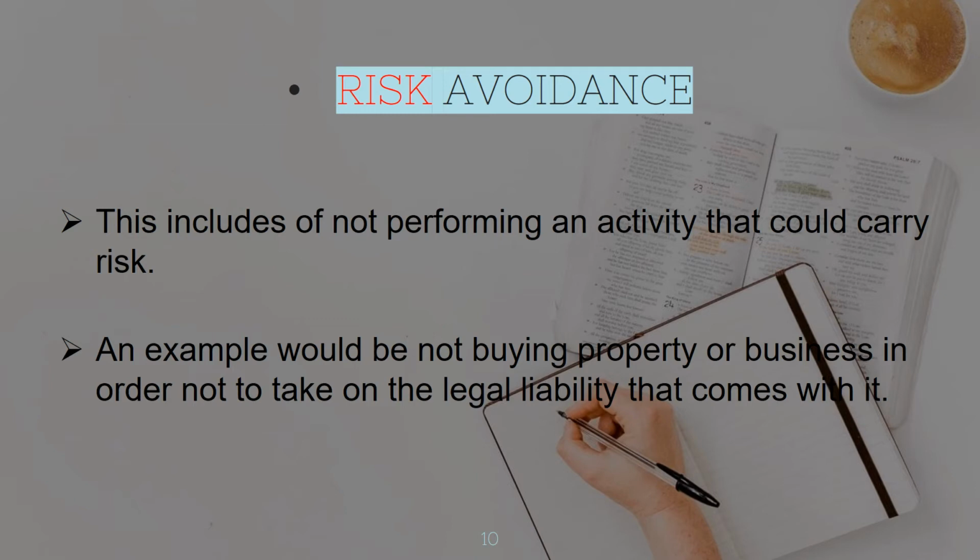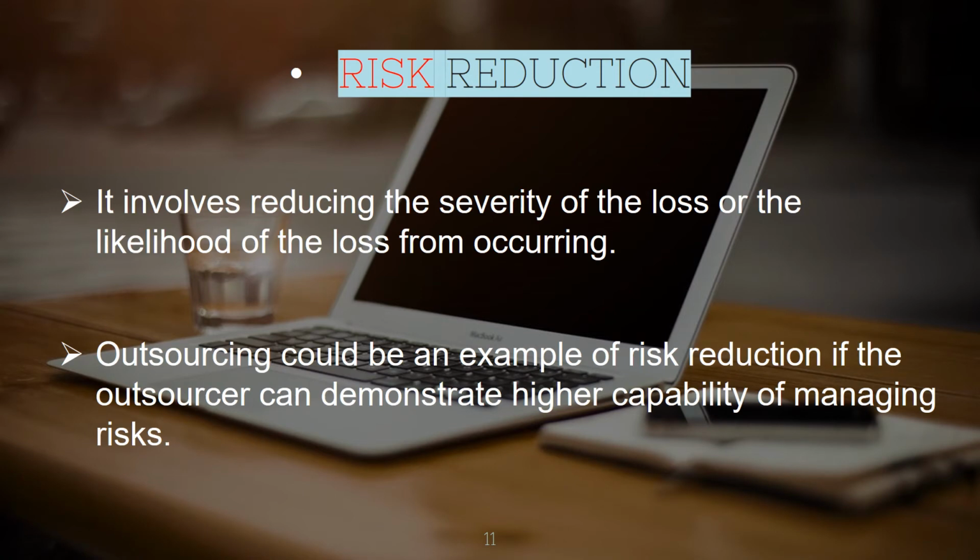Next is risk reduction. It involves reducing the severity of the loss or the likelihood of the loss from occurring. Outsourcing could be an example of risk reduction if the outsourcer can demonstrate higher capability of managing or reducing the risk. Optimizing risk means finding a balance between the negative risk and the benefit of the operation or the activity, and between risk reduction and effort applied.